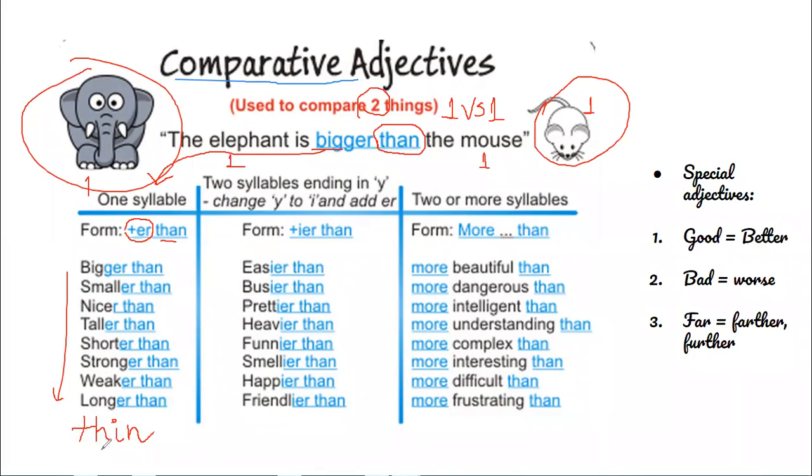One syllable, and se cuentan las tres últimas siempre. En el caso de big, solo tiene tres letras, entonces se cuentan las tres. Pero en este caso, thin tiene cuatro letras, pero siempre se cuenta del último. Entonces, consonante, vocal, consonante. Thinner, okay? Más delgado. Solo los adjetivos que tienen una sílaba.